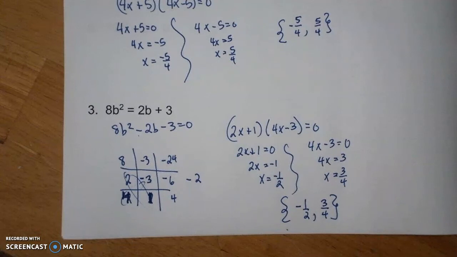That is what you'll do when you are solving quadratics by factoring. Make sure that you set them equal to 0. Make sure you factor them. Understand that they could have 0 solutions, 1 solution, or 2 solutions.